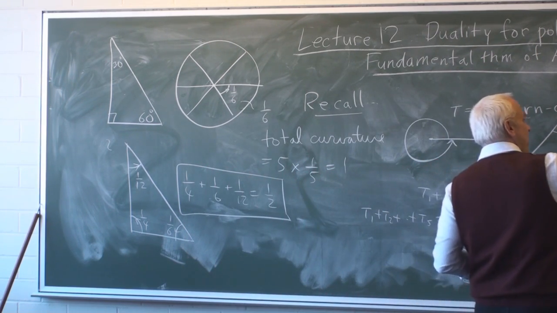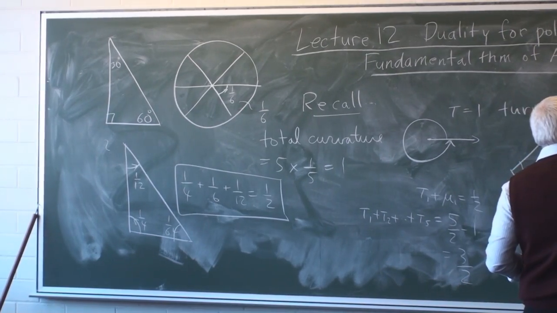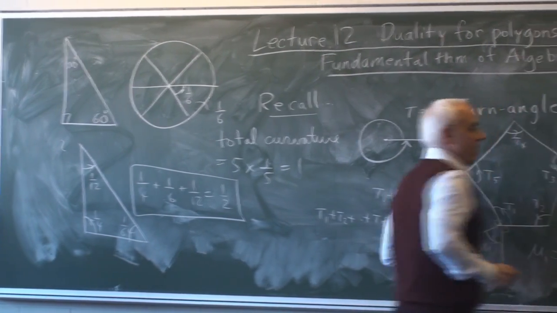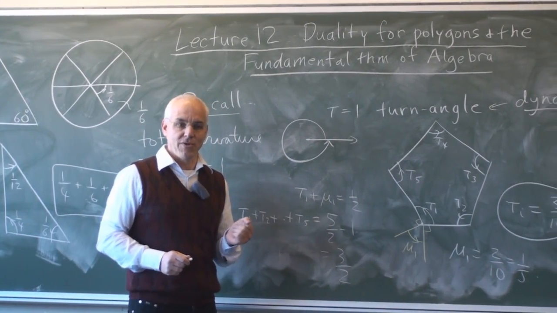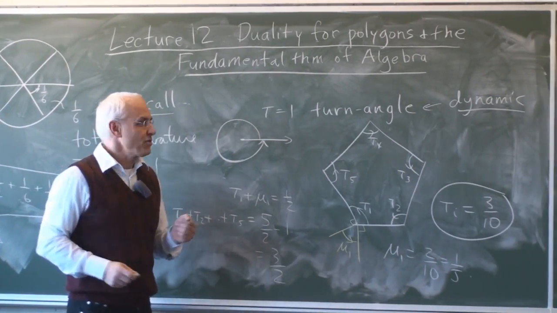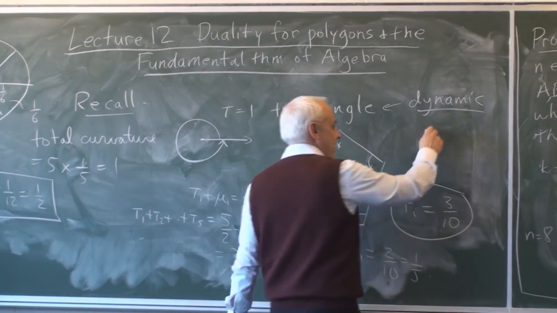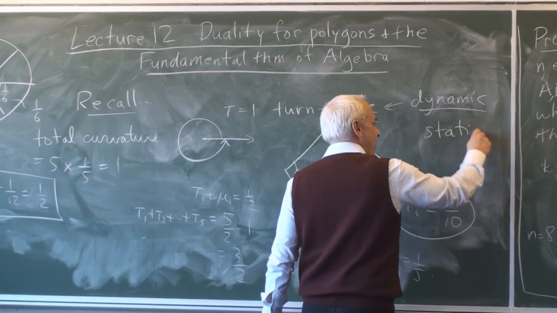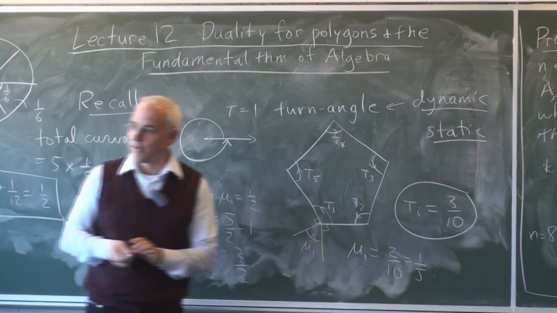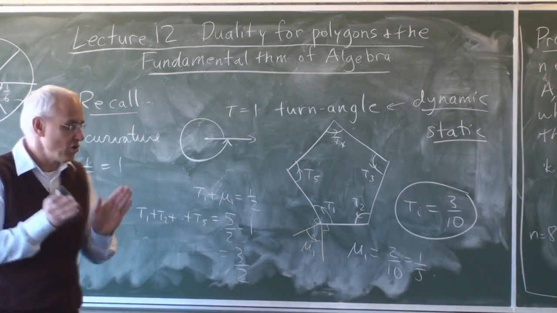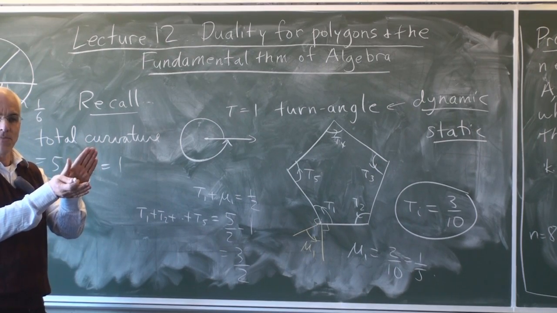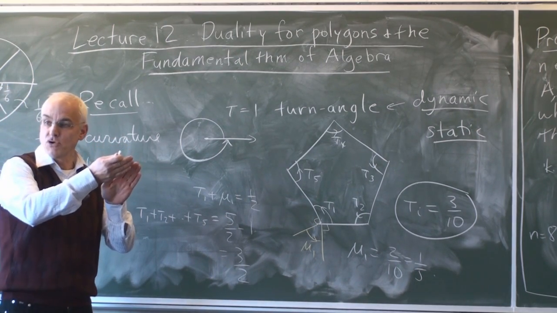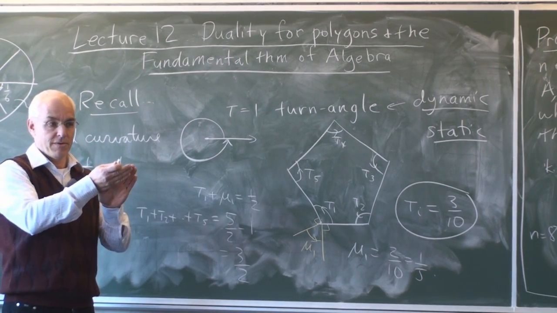This one here I like to think of as a dynamic turn angle because it represents the motion of something that's going around. There's also a corresponding static notion, which I'll mention, which is what you do when you're measuring simply two sides with no reference to a motion from one to the other.